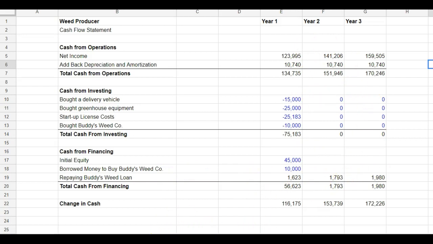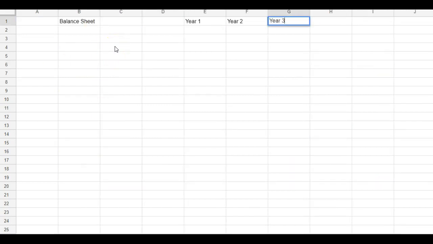I need to create a balance sheet. Okay, so let's do that. Let's create a balance sheet. All right, balance sheets have three parts. They have assets, liabilities, and equity.